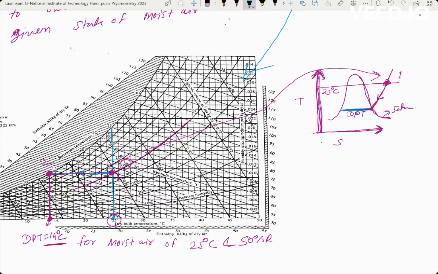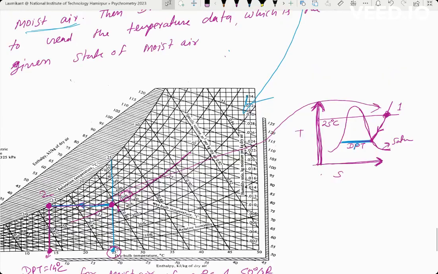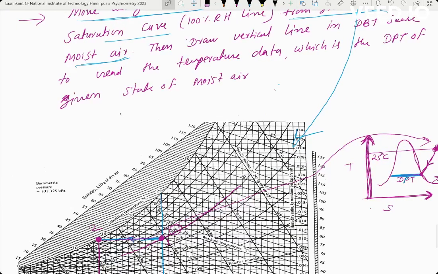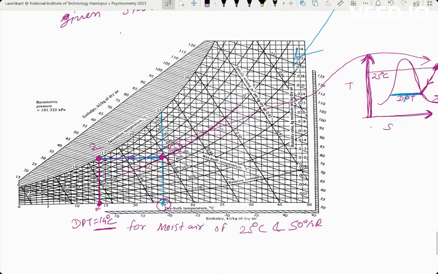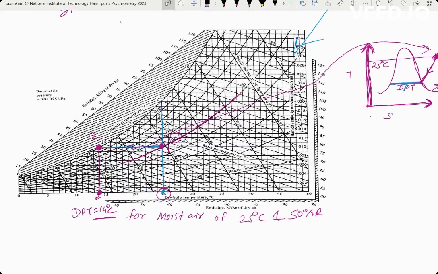For this lecture, we have covered the relative humidity line, specific volume line, DBT lines, and constant humidity line. In the next lecture we will study how to draw the constant wet bulb temperature line and constant enthalpy line. Okay, thank you.